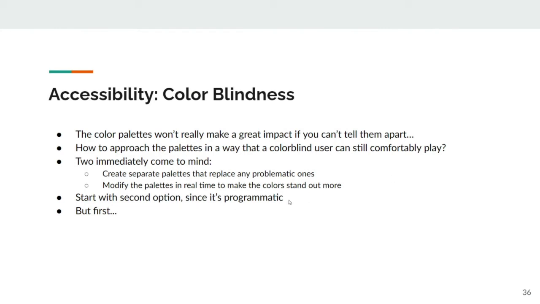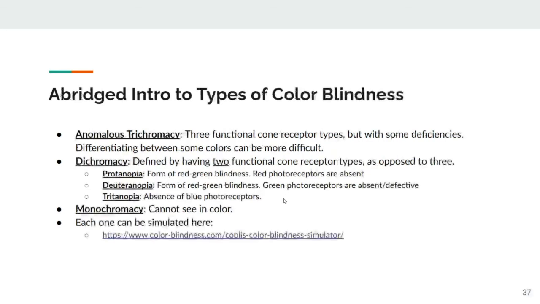So I wanted to start with the second option since it's more programmatic. Introduction to the types of color blindness. This is very limited because you can't really fit an entire topic like this into one slide, but I'm going to do my best anyway. There's anomalous trichromacy, where you still have three functional color receptors, but differentiating between some of them can be more difficult. So it can be harder to pick out red colors, harder to pick out green colors, stuff like that.